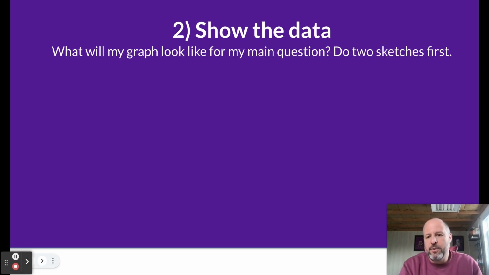And then 2 is showing the data. This is where you're going to actually plot your data, make a graph of your data. But you want to think about what my graph will look like for my main question. And when you're working through this exercise, I want you to do actual hand sketches first. I'm going to give you a few examples of this.